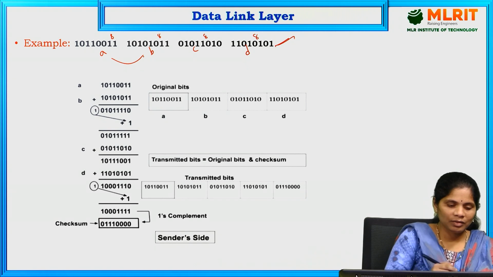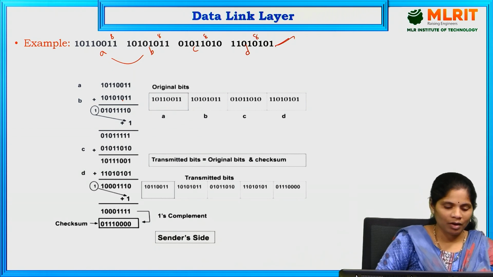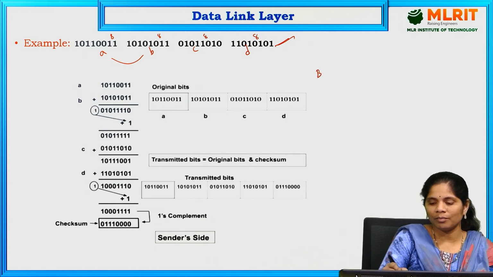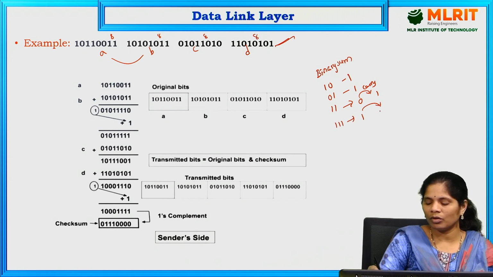See here, A is 1 0 1 1 0 0 1 1, and next B is 1 0 1 0 1 0 1 1. I am doing the sum. How do we do binary sum? We already know it from digital algebra. If 1 0 is there, it is 1. If 0 1 is there, that is 1. If 1 1 is there, that is 0 and 1 is carry. If three ones are there, it is 1, and again 1 is carry. Like this we do the addition.